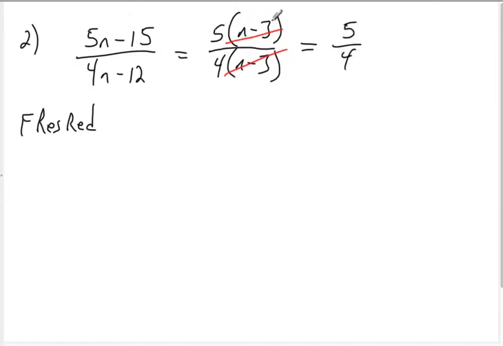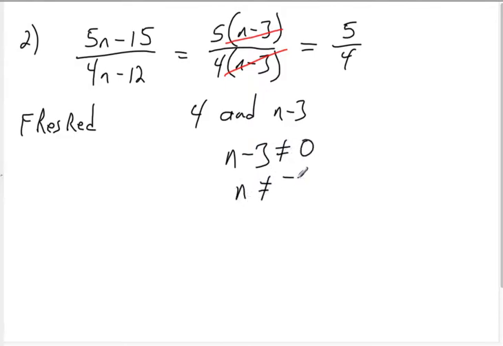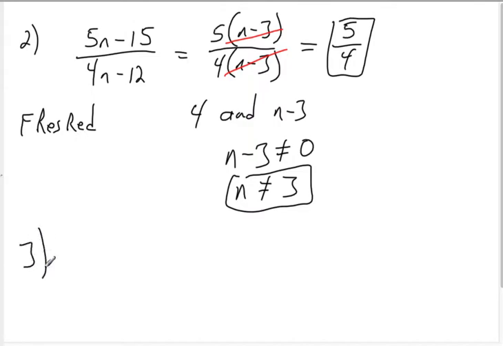Now, before I reduced, I should have restricted, so I'm going to go back. The factors of the bottom are 4 and n minus 3. Neither of those is allowed to be 0. 4 can never be 0, so we don't have to worry about that. But n minus 3 is not allowed to be 0. Therefore, n cannot be 3. That's the restriction. So here's the simplified answer, and here's the restriction.